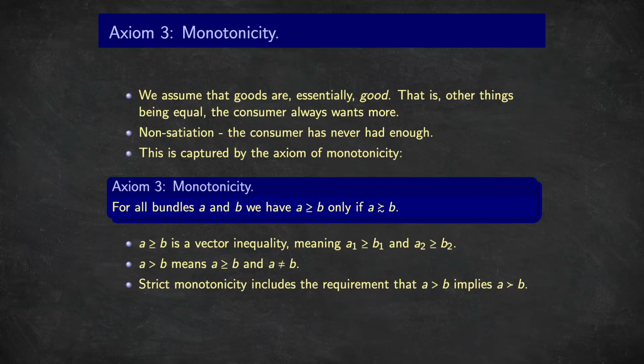The next axiom we will include in our list of axioms for consumer theory is the axiom of monotonicity. Essentially, this is going to require that what we are calling goods really are good. They're not bad things. So in some sense, the consumer will always want more of them. Okay, now sometimes this is called non-satiation. Never satisfied. The consumer has never had enough.